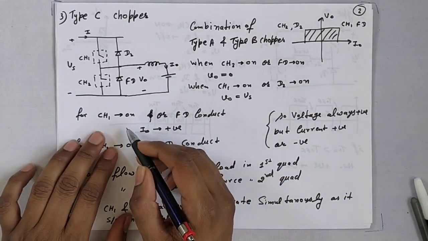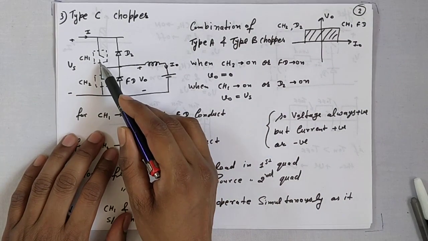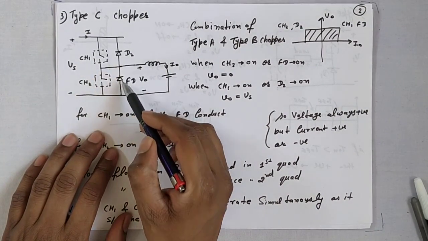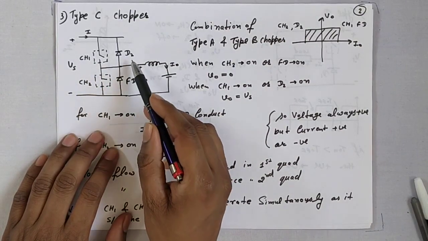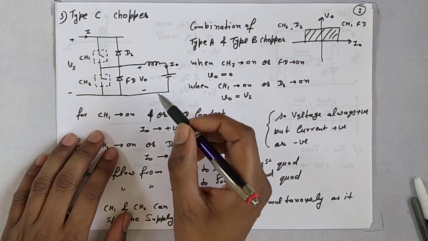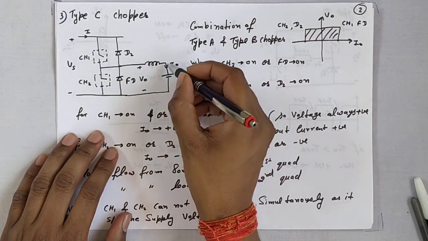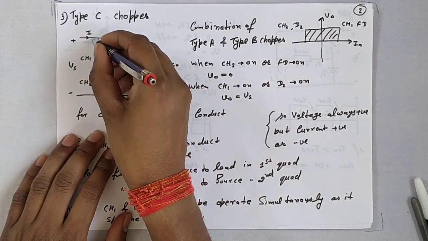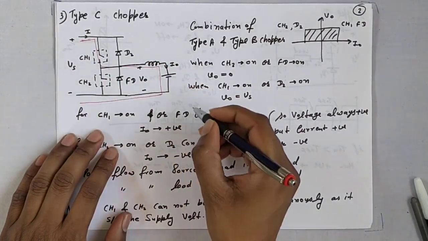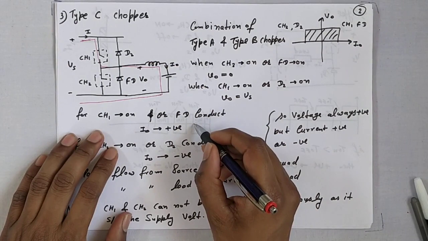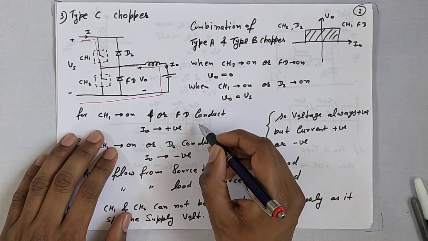For CH1 on: suppose CH1 is on and all others, CS2, D2 and FD, are off. Then output voltage V0 equals Vs and current flows in this direction like this. V0 equals Vs and I0 is positive.